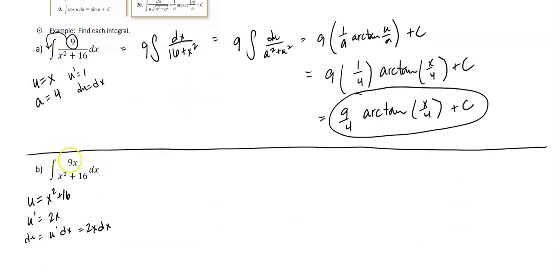So what I'm going to start with is I'm going to bring the 9 out front, and I will have 9 times the integral of x over x squared plus 16. And let's just go ahead and pop that dx up into the numerator so that everything works out nicely. I need a 2 here in order to complete du, and since I multiplied by a 2, that means somewhere I've got to divide by a 2. So I'm going to do that on the outside.